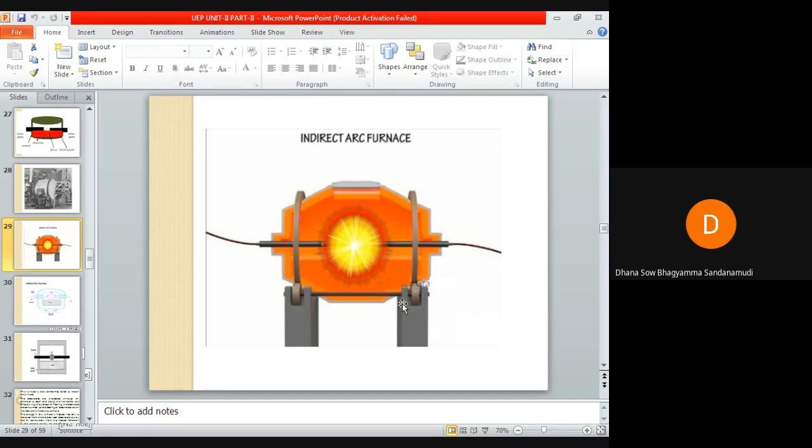This furnace can be equipped with automatic rocking equipment for the to and fro motion of the furnace. Usually the power factor will vary from 0.7 to 0.8, and the electrode material and the electrical equipment of the indirect arc furnace are similar to those of the direct arc furnace. So this is about the operation of this indirect arc furnace.